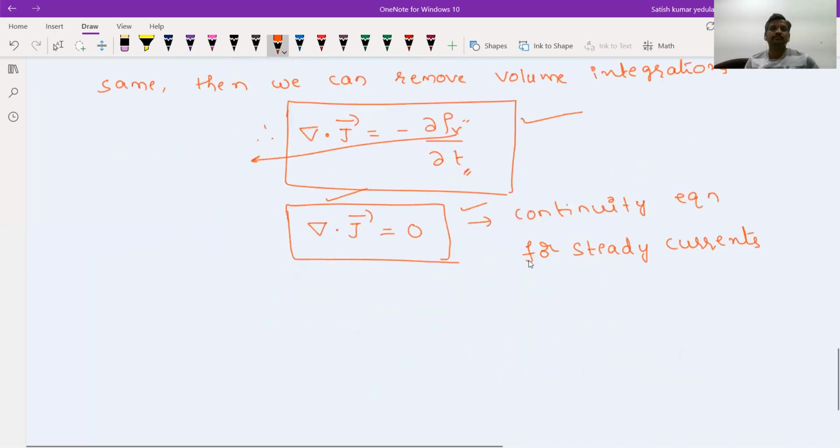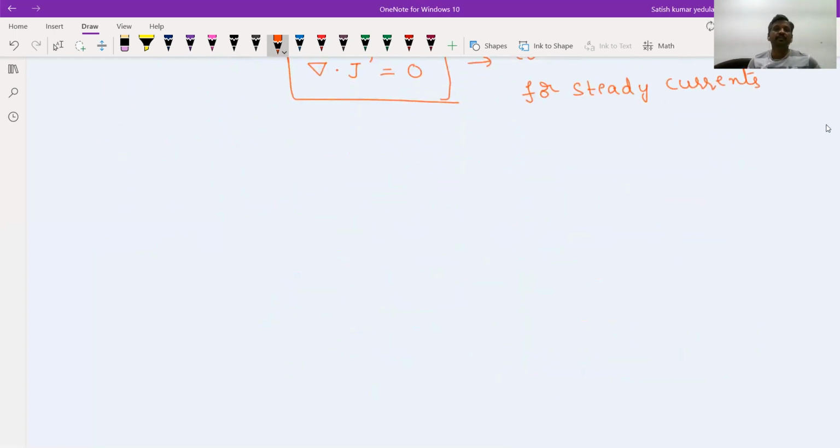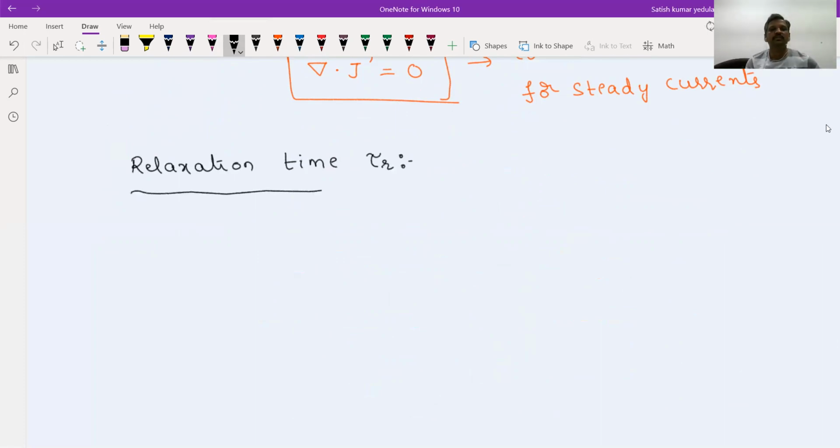From this expression, we need to find the relaxation time. It's a very easy derivation. Relaxation time is denoted by τr. As the name itself says, it is time, so you should always take the units as seconds, which can be milliseconds, nanoseconds, microseconds, picoseconds, anything. So how do you define this τr?